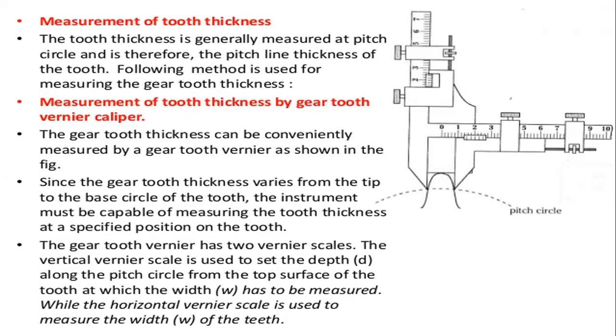So it is conveniently measured by a gear tooth vernier, as you can see in the figure. So that is the gear tooth vernier. It consists of two scales, one on the vertical side and the other on the horizontal side. And since the gear tooth thickness varies from the tip to the base circle of the tooth, the instrument must be capable of measuring the tooth thickness at a specified position.